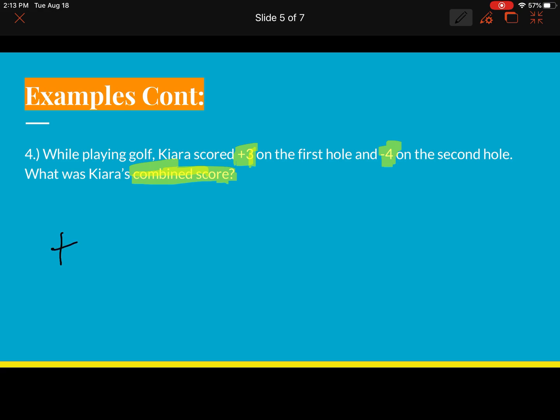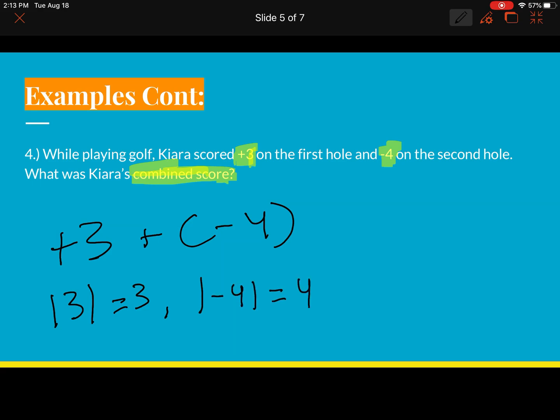So you have a +3, -4. Now let's look at the absolute values of this. The absolute value of 3 is equal to 3, and the absolute value of -4 is equal to 4. So the -4 has a larger absolute value, so we know our sum is going to be negative. So now what's +3 plus -4? Well, they're 1 apart, so 1. So +3 plus -4 would be equal to -1, or Kiara's combined score is equal to -1.